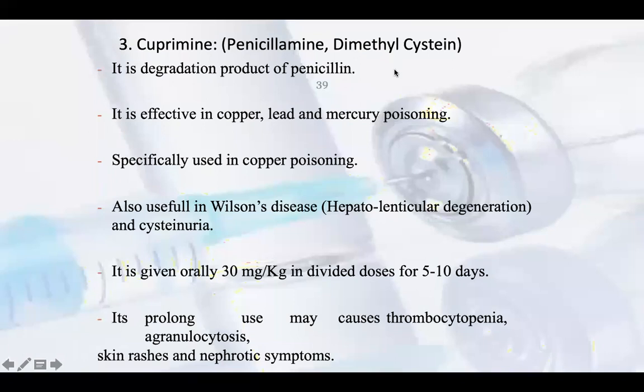It is effective in copper, lead, and mercury poisoning, specifically used in copper poisoning, also useful in Wilson disease, hepatolenticular degeneration, and cystinuria. It is given orally, 30 milligram per kg in divided doses for 5 to 10 days.